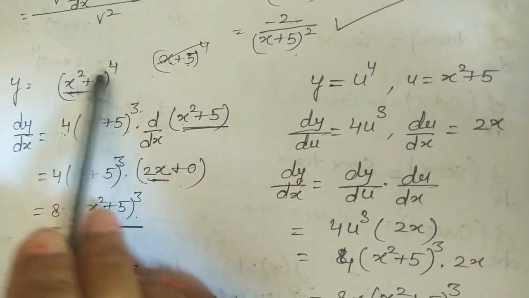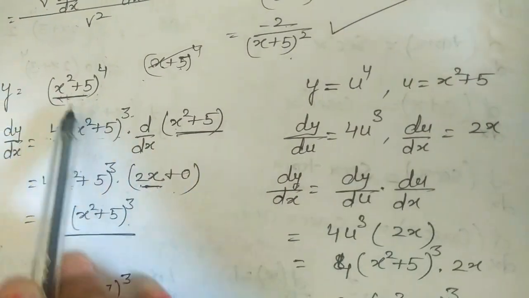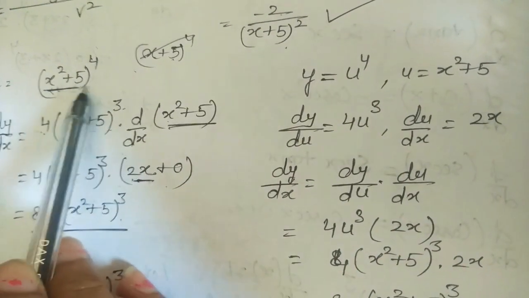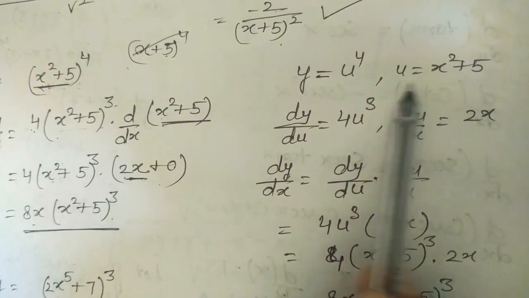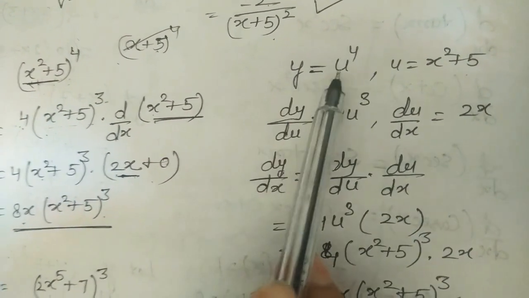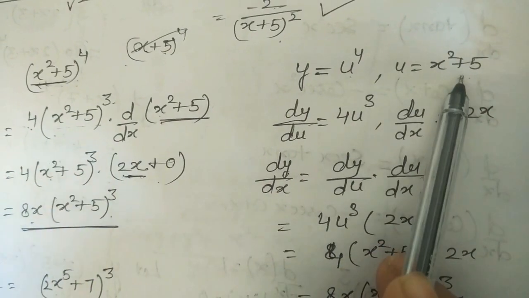In the same way, we can use the chain rule by taking this as u. I am taking x square plus 5 as u, so it is u power 4, and u is equal to x square plus 5, because I have taken u as the function of x and y is the function of u. This is the chain. y is the function of u and u is the function of x.